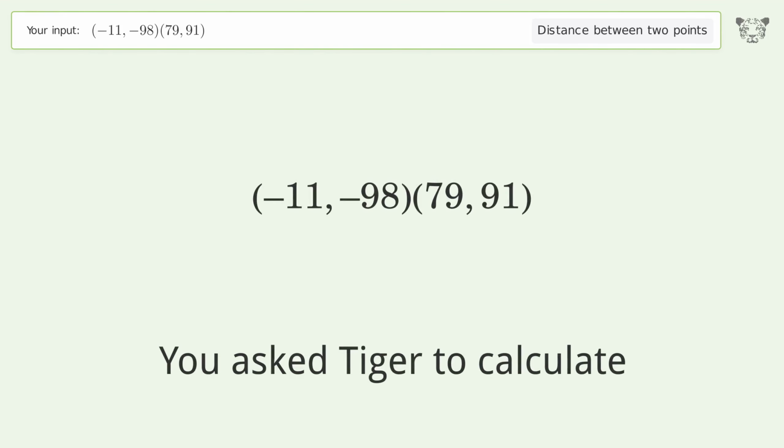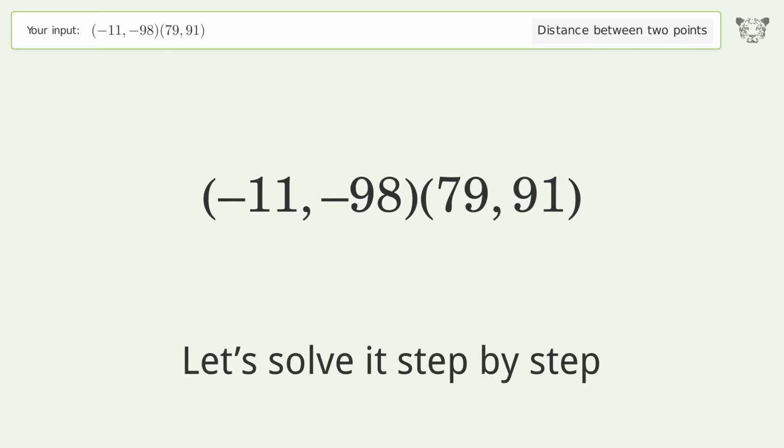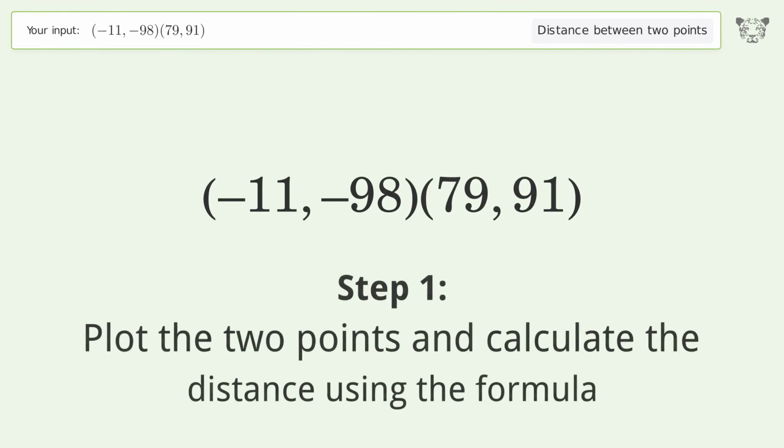You ask Tiger to calculate. This deals with the distance between 2 points. The distance between the 2 points is the square root of 43,821, or 209.335. Let's solve it step by step. Plot the 2 points and calculate the distance using the formula.